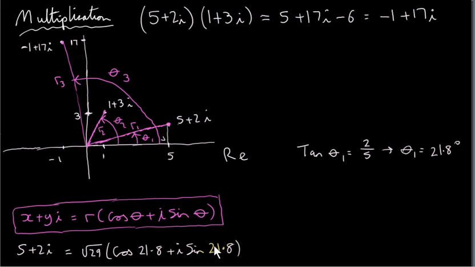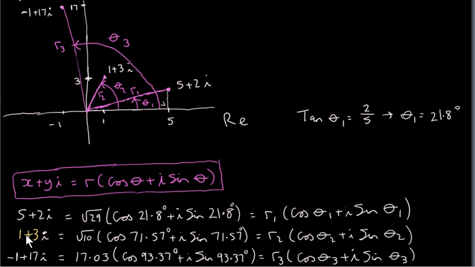We're really interested in the general situation. You know, this is R1 times cos theta 1 plus i times sine of theta 1. Now here I have converted the other two complex numbers into polar form. For example, to convert 1 plus 3i into polar form, we need R2, which is the distance of 1 plus 3i to the origin. So we just use Pythagoras' theorem. The sides of this right angle triangle are 1 and 3. So we have the square root of 1 squared plus 3 squared, which is the square root of 10.